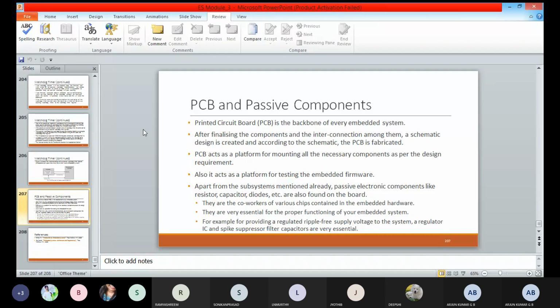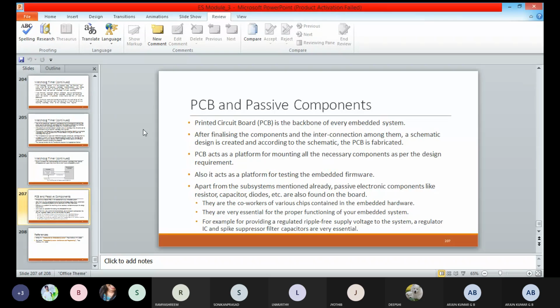Then the PCB will be implemented in the particular application. That is why the PCB also acts as a platform for testing the embedded firmware. Apart from the subsystems mentioned already, there are passive electronic components like resistors and capacitors. Diodes are active. Passive and active components will both be there in a particular embedded system.